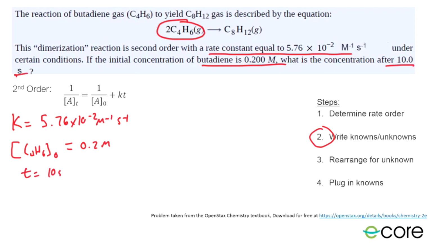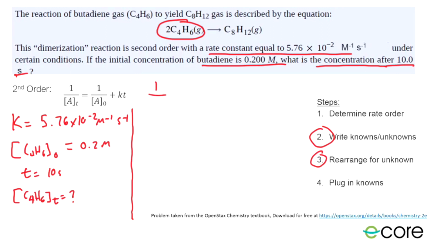What are we looking for? We want to know what the concentration is after 10 seconds. So what we're looking for then is C4H6 at time t. So now I've written down my knowns and unknowns. Now I need to rearrange my equation to solve for my unknown. In this case, my unknown is At, the reactant concentration at time t. So I already have an equation that's set up to solve for that. True, it is set up to solve for 1 over At, but we'll take care of that at the end.